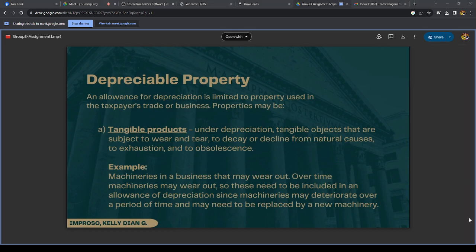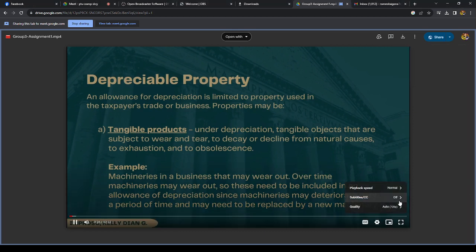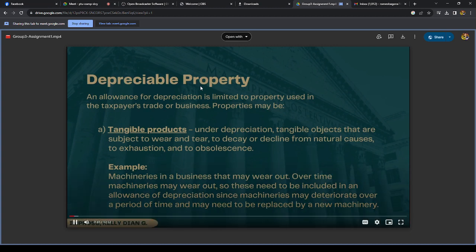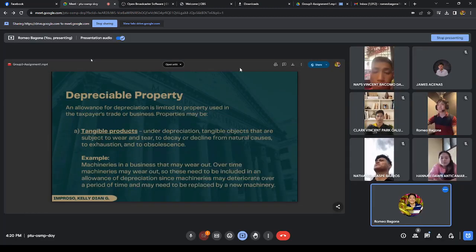These properties may be tangible products or physical objects. Under depreciation, tangible objects are subject to wear and tear, to decay or decline from natural causes, to exhaustion, and to obsolescence. An example of this is machinery. Over time, machineries may wear out, so these need to be included in an allowance of depreciation, since machineries may deteriorate over a period of time and may need to be replaced by a new machinery.